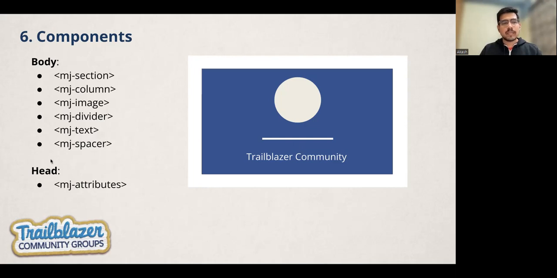For the head part of it, we have another component called MJ attributes. Whenever you want to define default settings for each of your components, say for example, if I want to define any setting for the text component, I have to do that within this component. That's the purpose of using MJ attributes.